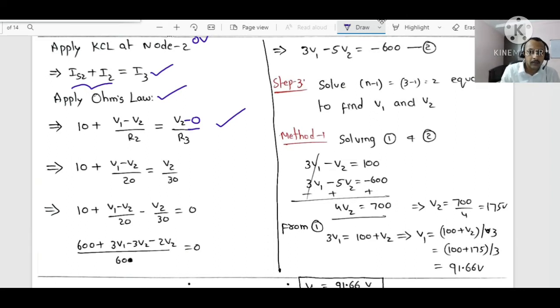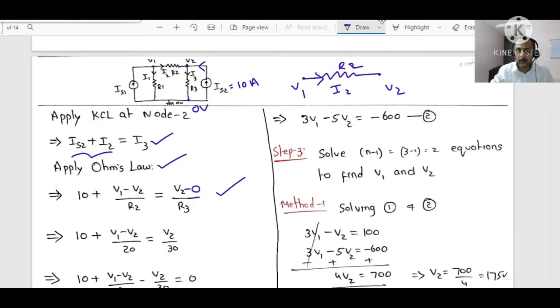Now the remaining things are the same. You just simplify: 10 plus (V1 minus V2) by 20 equals V2 by 30. Bring V2 by 30 to the left-hand side, take out the LCM, and you will get one more equation: 3V1 minus 5V2 equal to minus 600. Now how many equations did we get? Two equations. How many nodes are there? Three nodes. How many unknowns? Two unknowns, and we have to solve those two unknowns.